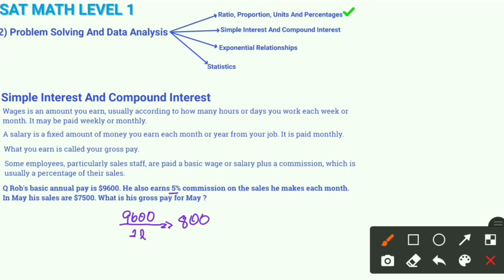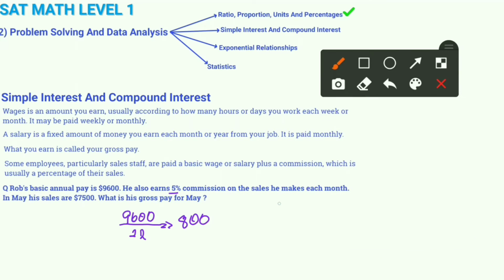Okay, and he also earned 5% commission on the sales he makes each month. In May, his sales are $7,500. So he must have made a commission of 5% from that sale. So 7,500 multiplied by 0.05. Let me use a calculator. His commission was $375. Okay, 800 plus 375.